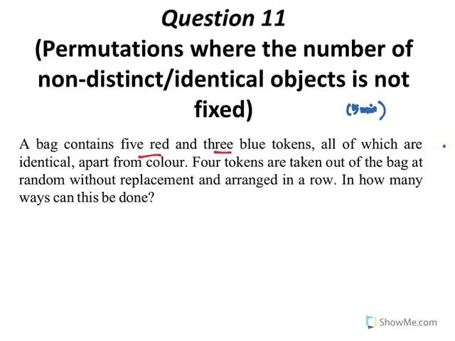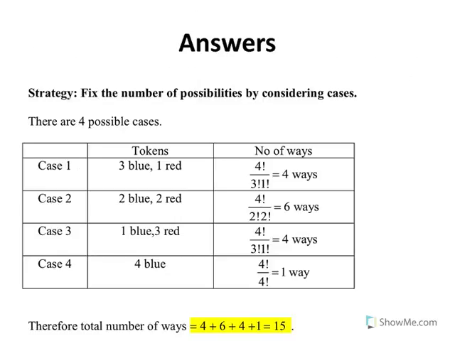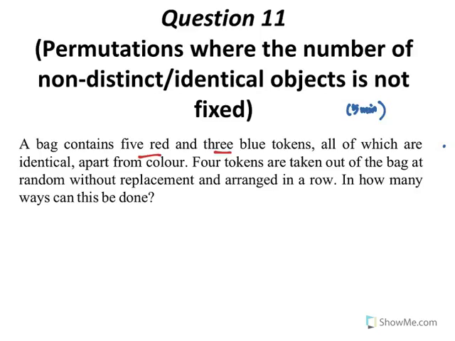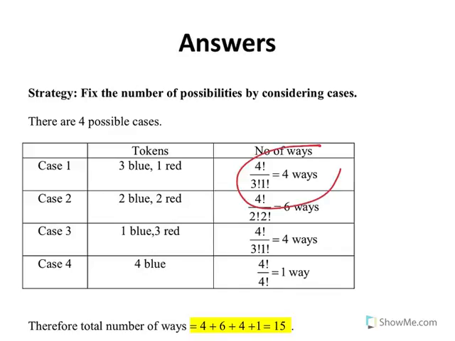What kind of case can we get? Case number 1: I can have 3 blue and 1 red, right? Now next part, they say arrange in a row. It's not just a choice, we are arranging in a row. Does the order matter? Yes, right? So 3 blue, 1 red. What's the answer? 4 factorial over 3 factorial. You can see it's not about the 8, it's about the number 4.